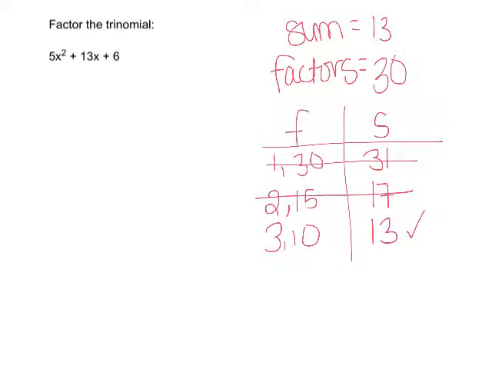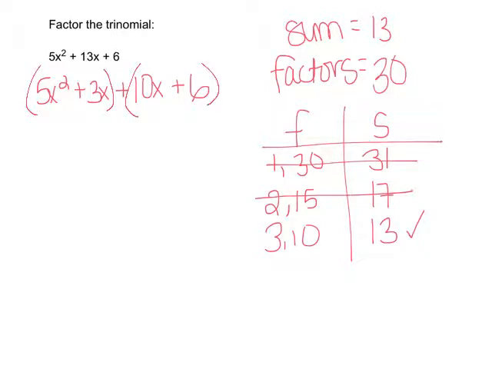So now I can rewrite my trinomial as 5x squared plus 3x plus 10x plus 6. And if I was to group now, I couldn't factor anything out but just an x here, and I still have anything right there as well. So I'm going to regroup.